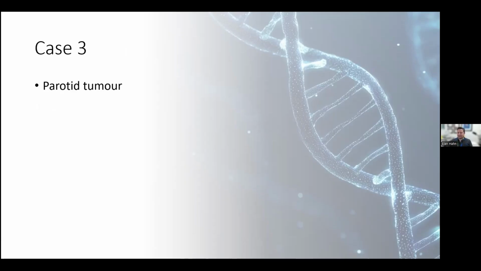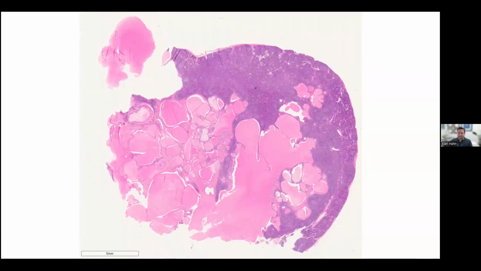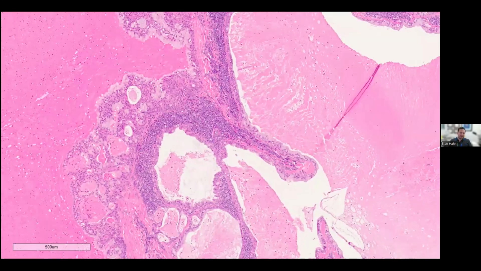So this brings us to another case. Another parotid tumor. It happened to look like it's in a lymph node in the parotid. As you can see, there are mucus cells and some squamoid cells. And the question here, this was sent for molecular testing: can you identify a MAML2 fusion?